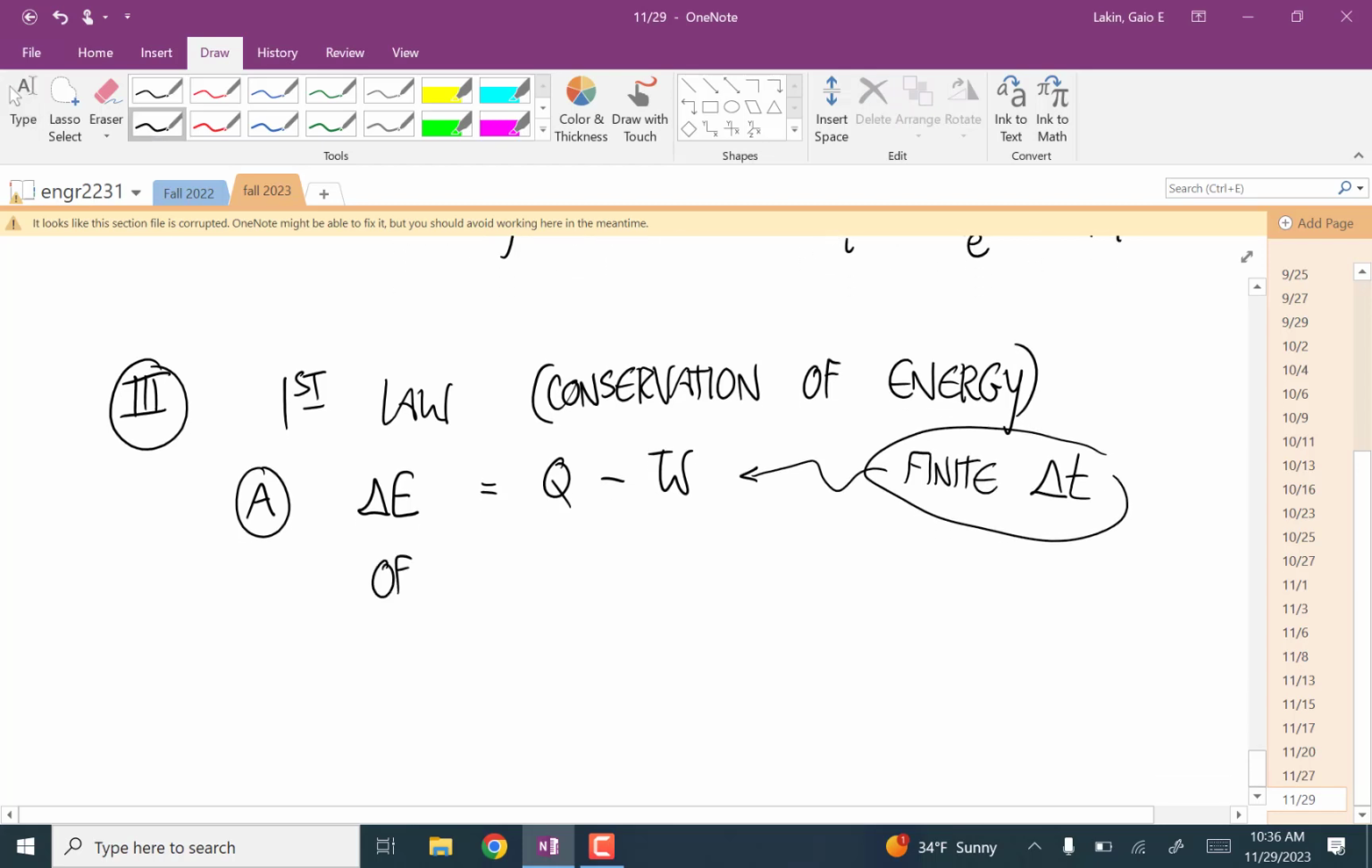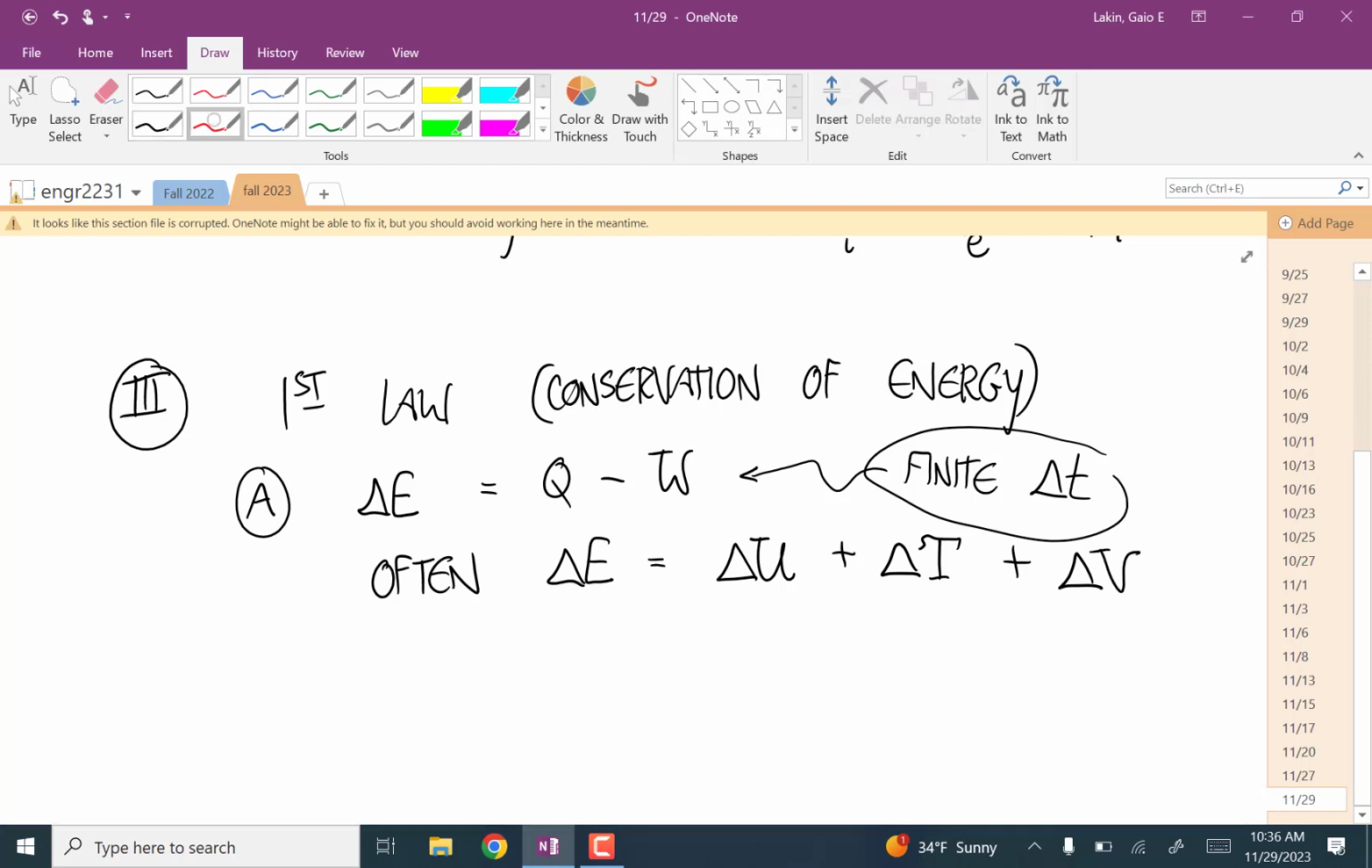We often made the simplification that the change in energy is just equal to the change in internal energy. So we ignored what's happening with kinetic energy and what's happening with potential energy. If you're ever stuck on a test and this would fix your problem, feel free to assume that. Probably that's what I'm expecting you to do if I haven't said anything specific about speeds or heights or anything like that.